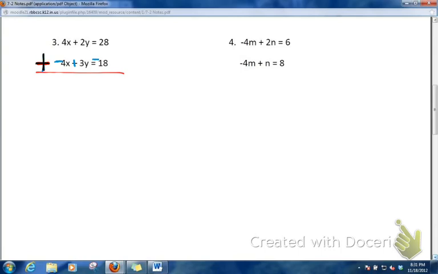Now I have add, and if I change all the signs, then this positive 4x turns into a negative, the negative 3y turns into a positive, and the positive 18 turns into a negative, and now I just have to add them together. Adding them together here, 4x minus 4x is what cancels out.